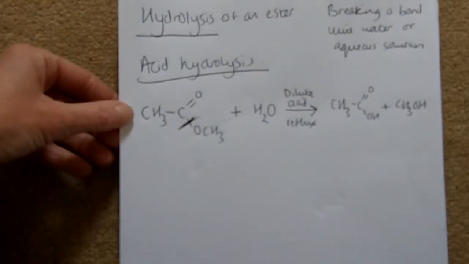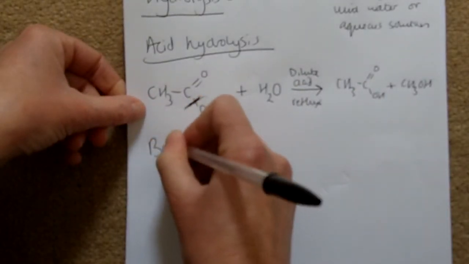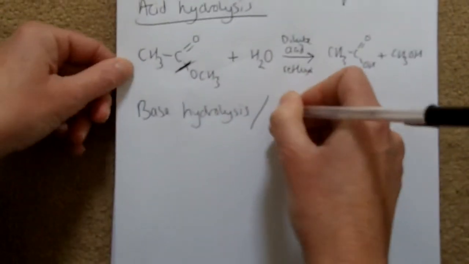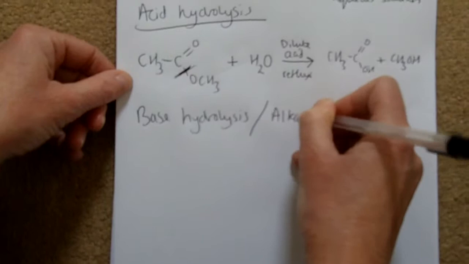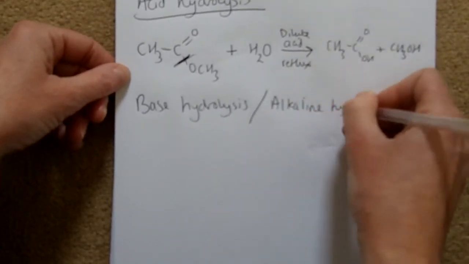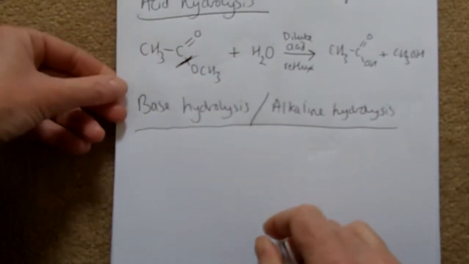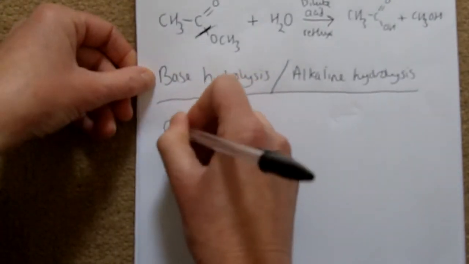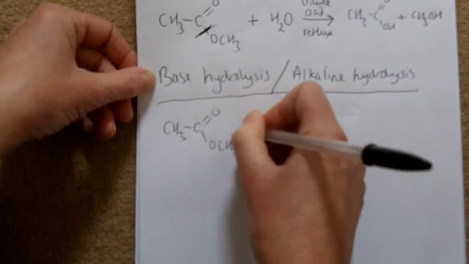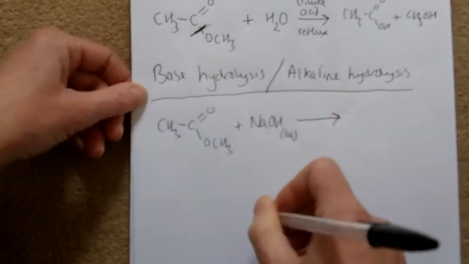Okay, another way to break up an ester is base hydrolysis, which is sometimes called alkaline hydrolysis as well. But I call it base hydrolysis. This is where you take your ester and you reflux it with a base. So let's just take that ester and we add aqueous sodium hydroxide. Okay, and you reflux it as well.